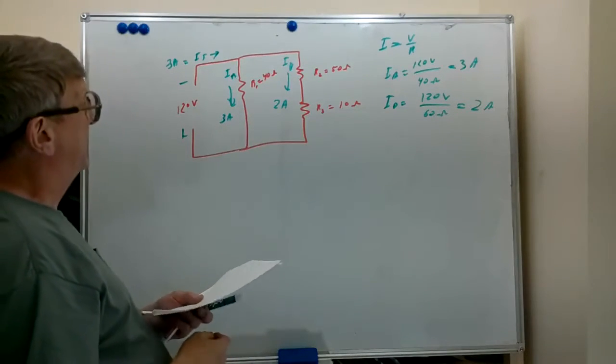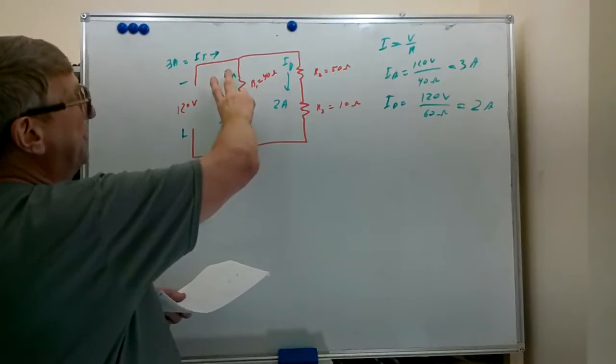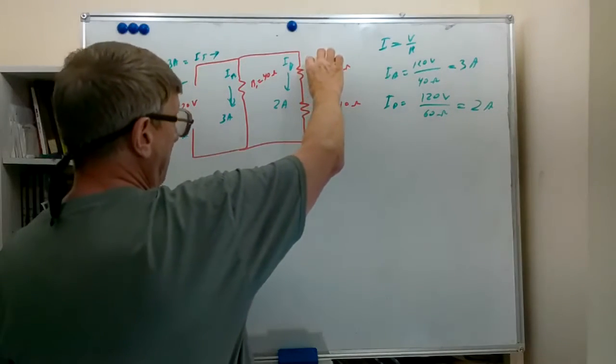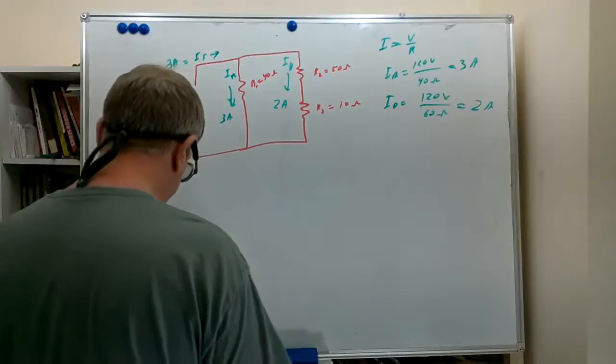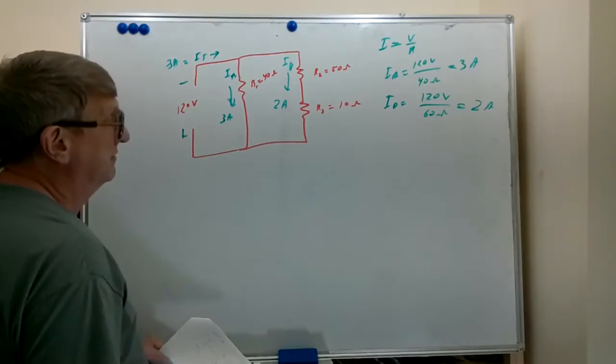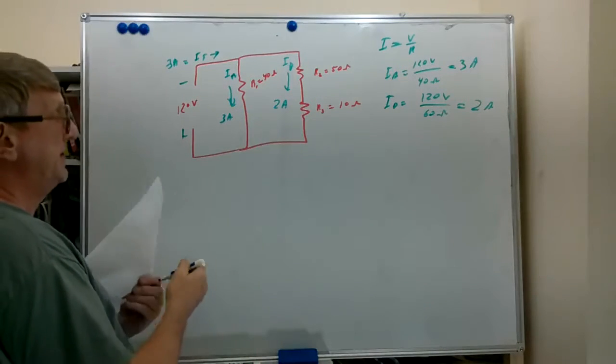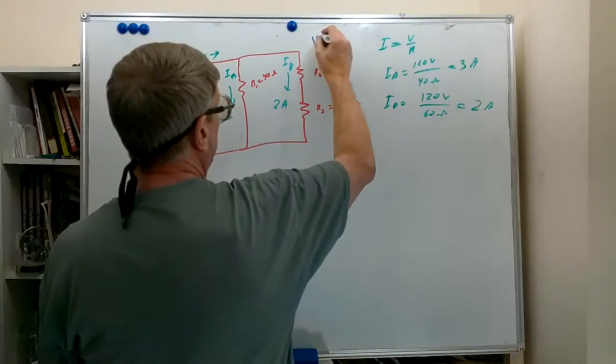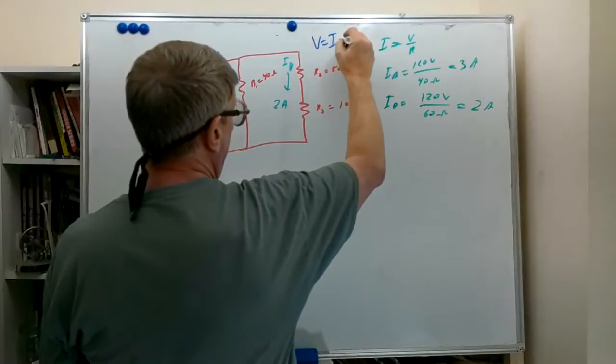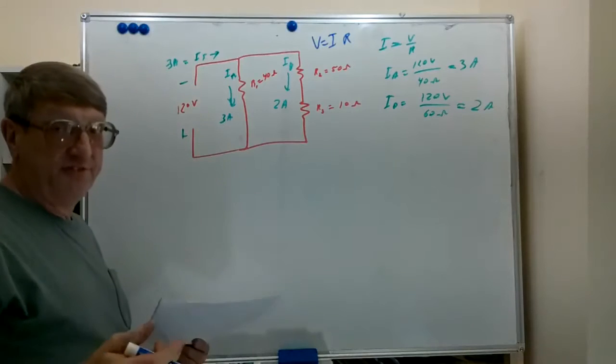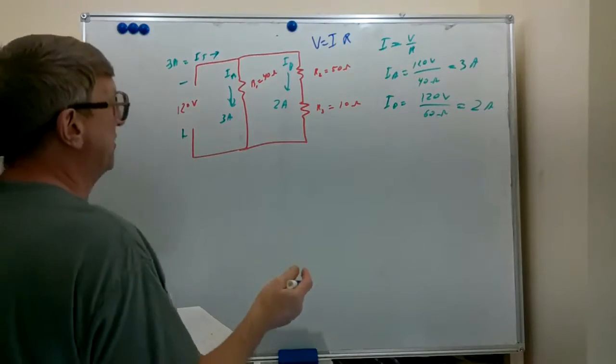So if we want to find voltages, well, this voltage is given. Let's try to find our voltage across R2 and our voltage across R3. Now we have a formula that we've used quite a bit: voltage equals I times R. Hence the term IR drop, voltage drop.